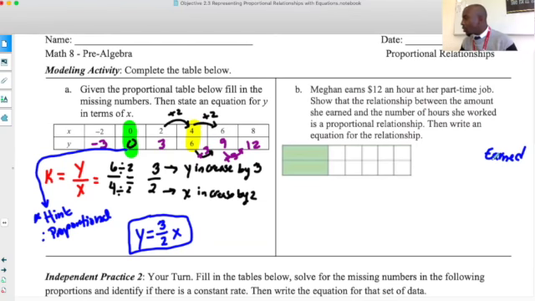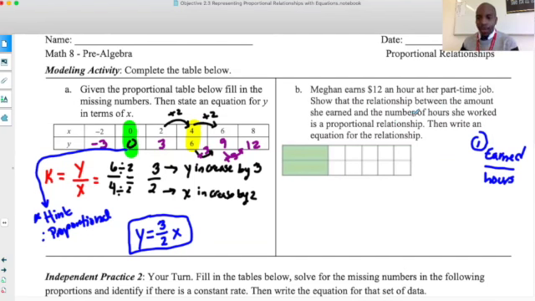Right, we're doing earned over hours. First thing I want you to identify is what are you doing? What does this look like? Now, the problems that you're going to deal with will tell you specifically earned per hours.